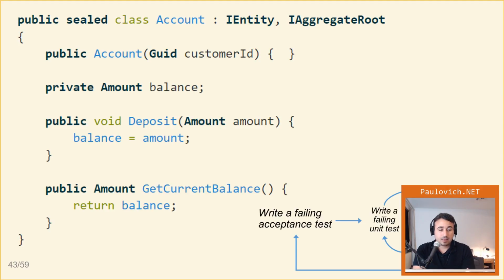And if I want to just push code, I just need to do something like this. In the deposit, I set that the balance is equivalent to the amount, and in the get current balance, I return the same value. So by doing this, the previous test will work.